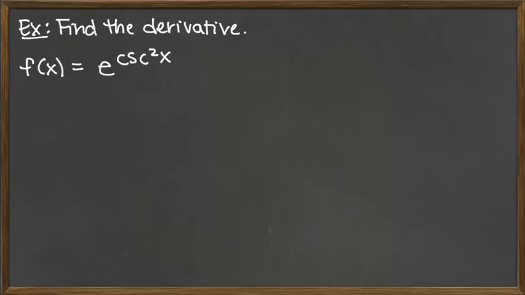To find the derivative of f of x equals e to the cosecant squared x, we're going to need to utilize the derivative of the exponential function as well as the chain rule. In fact, we're going to need to utilize a chain rule within a chain rule, because really what we have here is e to the cosecant x, which is squared. See, this cosecant squared x is just suppressed notation for cosecant of x squared.